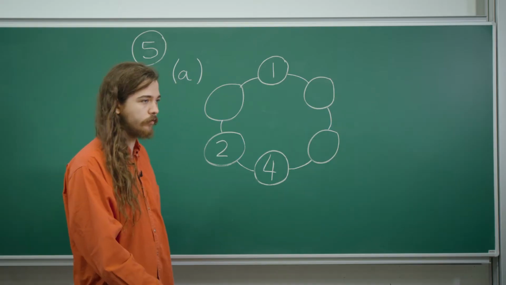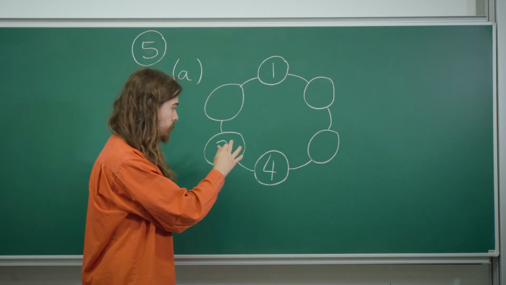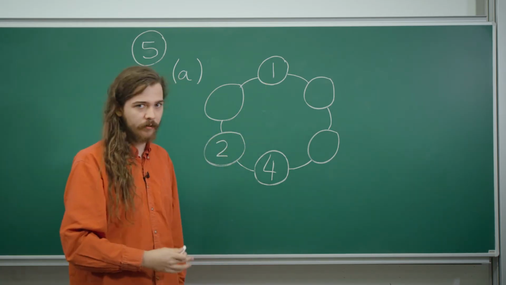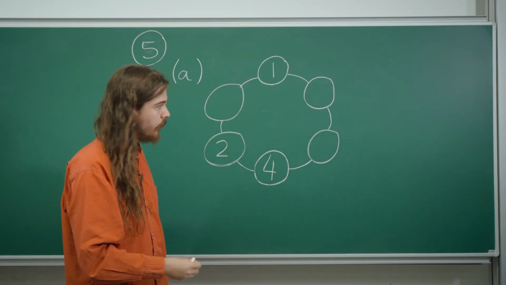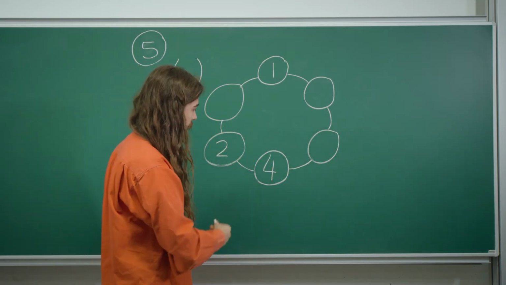Question 5, we're trying to space numbers around a circle so that the sum of pairs of numbers in opposite pairs of numbers is the same. So let's start with part A. We only have 6 numbers here.